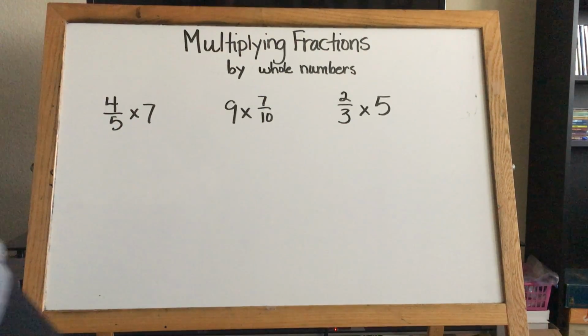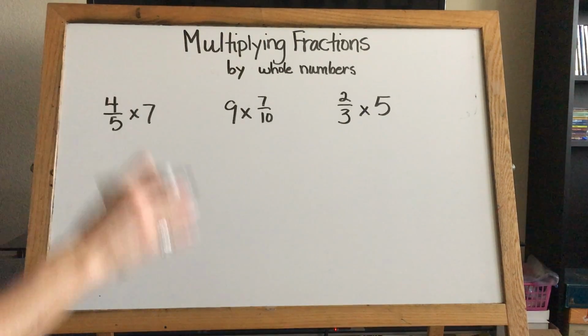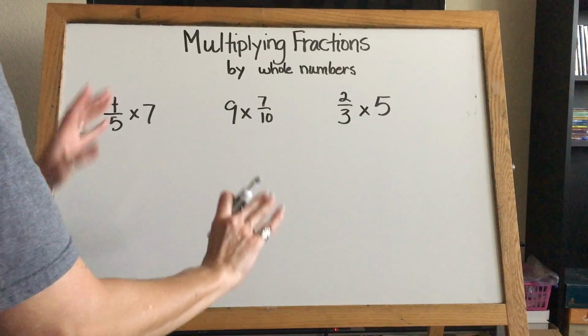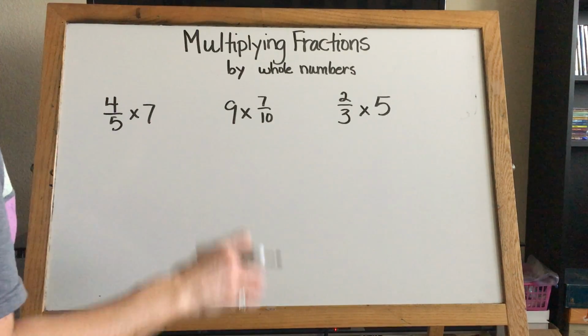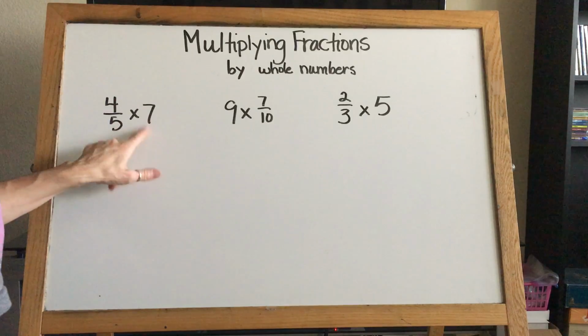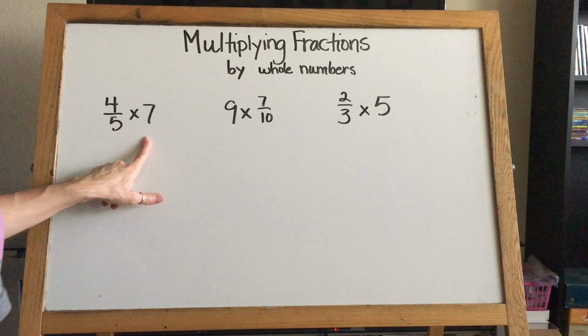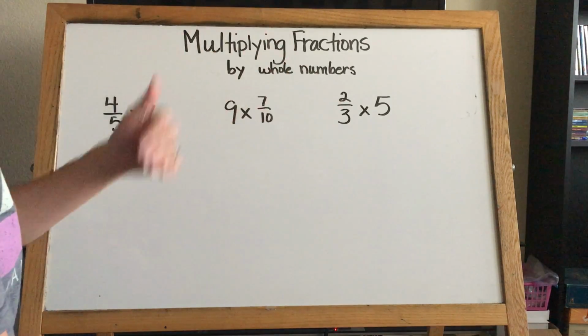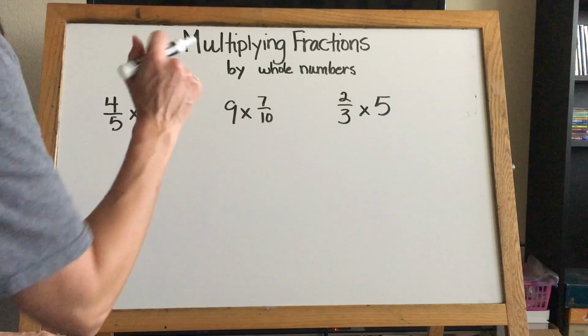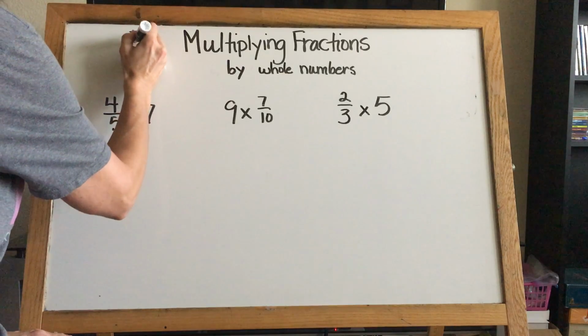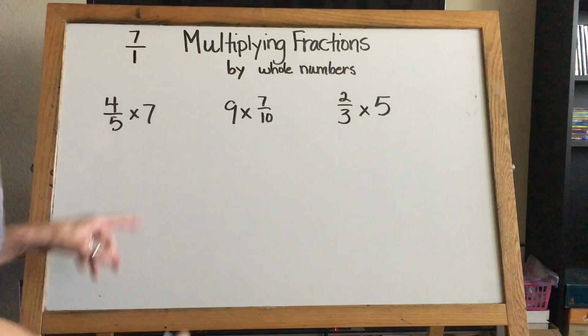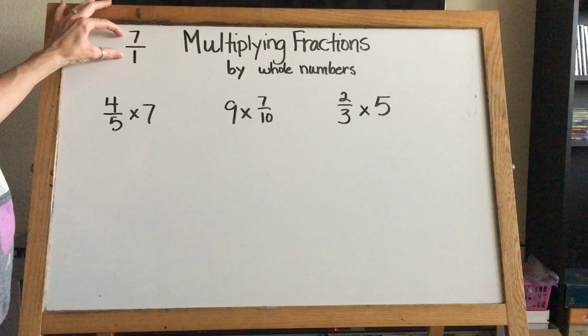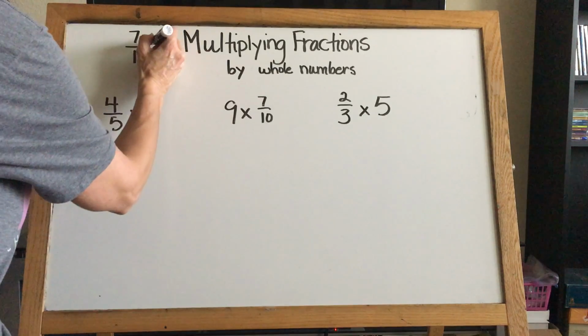Okay, so we're going to be multiplying fractions by whole numbers. So this is a little bit similar to multiplying fractions by fractions, except we're going to need to turn this whole number into a fraction. So the first rule that you have to know is you can turn any whole number into a fraction, and it's really simple. All you have to do is remember that to turn a whole number into a fraction, you just have to put a 1 under it, because 7 over 1 is equivalent to 7.